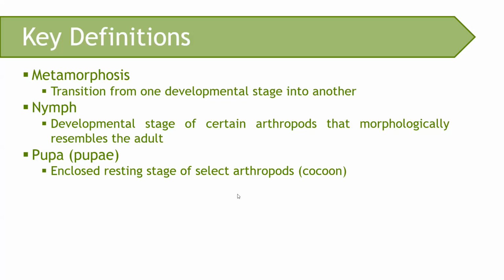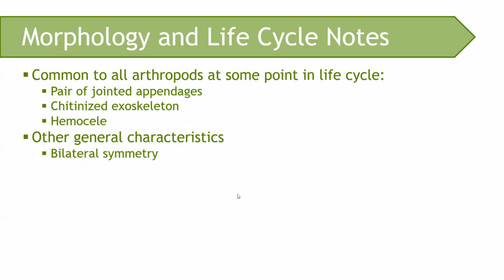We also have what we call the nymph. This is a developmental stage of certain arthropods that morphologically resembles the adult. And the pupa is the enclosed resting stage of selected arthropods. Cocoon. You're all familiar with this. Your basic science course taught you of this one. The metamorphosis, the nymph, and the pupa.